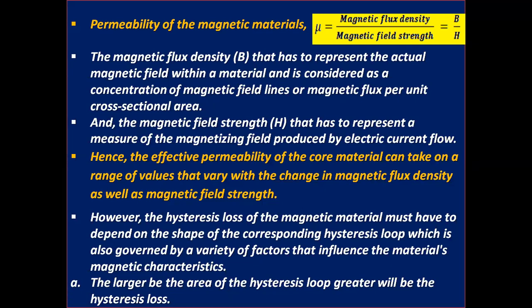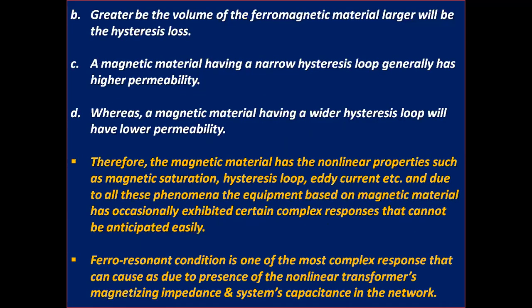However, the hysteresis loss of the magnetic material depends on the shape of the corresponding hysteresis loop, which is also governed by a variety of factors that influence the material's magnetic characteristics. The larger the area of the hysteresis loop, the greater will be the hysteresis loss. Again, I repeat, the larger the area of the hysteresis loop, the greater will be the hysteresis loss. B, the greater the volume of the ferromagnetic material, the larger will be the hysteresis loss.